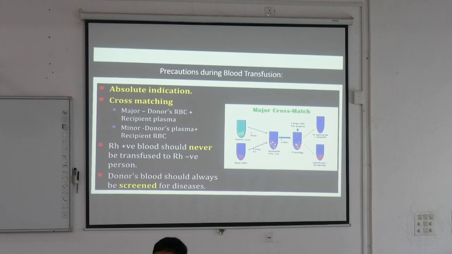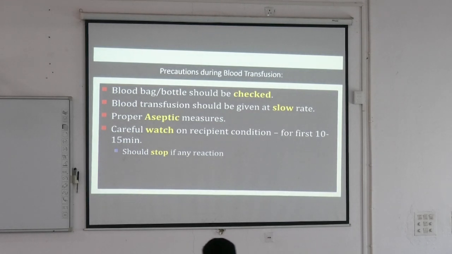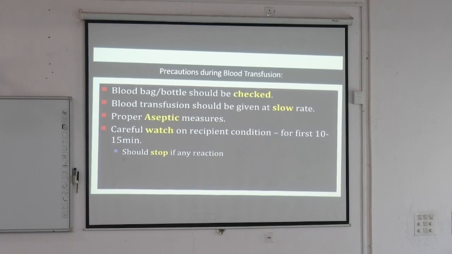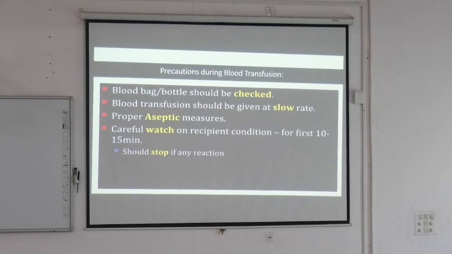Wherever or in which location you are practicing, blood group mismatch should not be entertained. So the blood bag and bottle should be checked. Blood transfusion should be given at a slow rate, 30 to 50 drops per minute. Why slow rate? Because you are transfusing extra volume, an extra load, to the patient for the patient's own purpose. So if the patient is getting excess blood per unit time, there is a high chance the patient will develop heart failure.